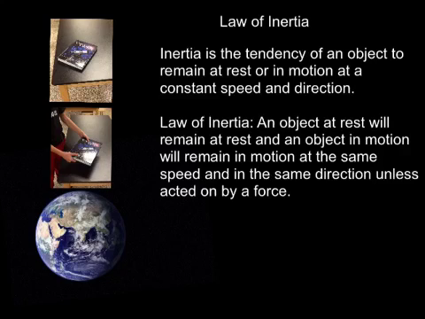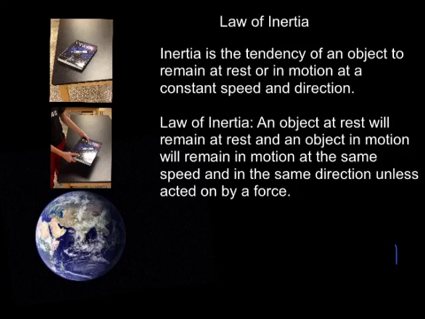Let's take a look at the pictures that I have along with the video here. The first picture shows a book sitting on a table. We all know that that book is going to sit there until something comes along and moves it, like in the second picture. It's just not going to go anywhere unless some force acts on it. Objects in motion tend to stay in motion at the same speed and direction unless acted on by a force.